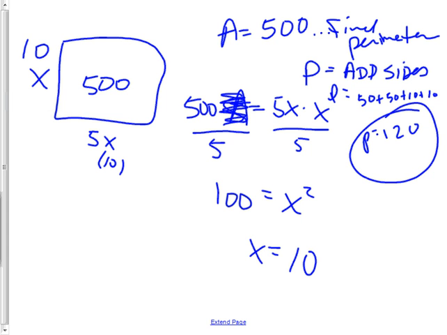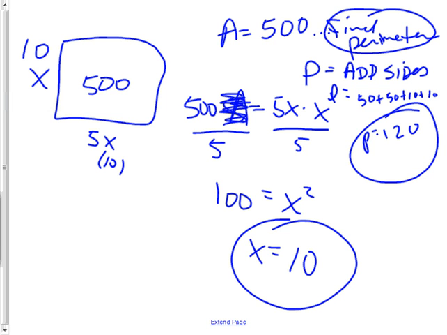You see how you could be all proud of yourself that you figured out the answer, and then you're totally wrong if you leave the answer as x equals 10, because what they wanted is the perimeter. So make sure you go back to what was the question. The question was find the perimeter. This is the kind of stuff that's on your test.